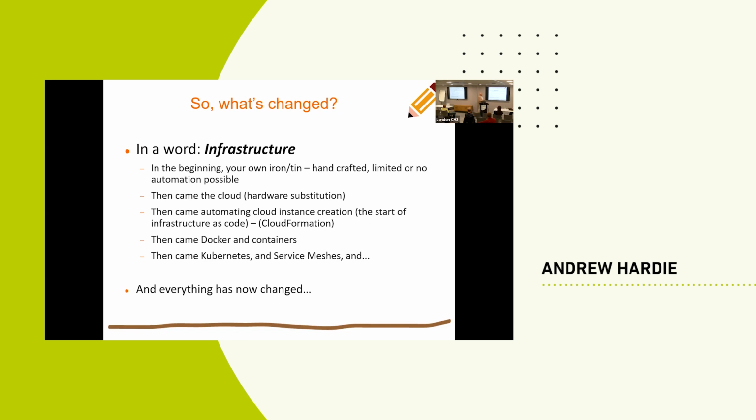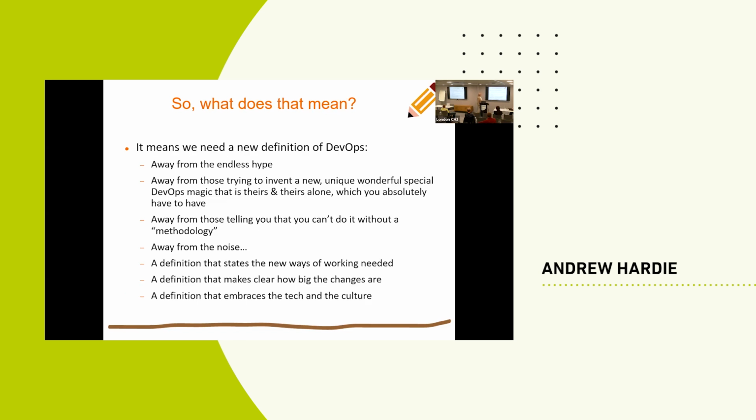Now everything has changed. So what does that mean? It means we need a new definition of DevOps, because it's not, as it was before, just CI/CD through to deploying to pre-existing stuff. DevOps went through a period of extreme hype about 6, 7, 8 years ago, where it was the absolute secret sauce you had to have.